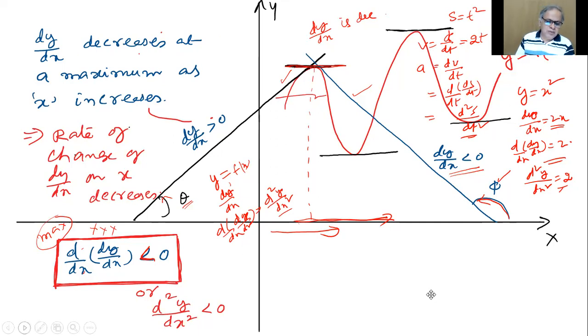At a maximum or a minimum, dy by dx is 0. At a maximum value or a minimum value of y equals f of x, it has a tangent which is parallel to the x-axis. Therefore, the derivative of y with respect to x is 0. It is shown in the graph.